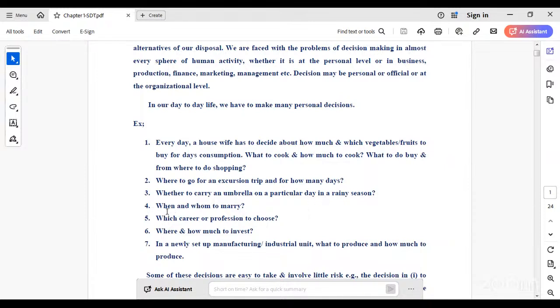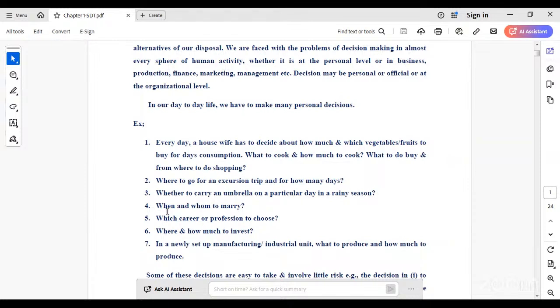Then next, the fourth one is here: when and whom to marry. When and whom to marry. This is also an important decision in a human life, whether he is female or male. When and whom. Okay, at what age do we go for marriage? And suppose a boy is going to marry a girl, he should check the attitude and character of the girl. Whether she is educated or not, and how is her attitude. So all these things will be considered. In the same manner, it is also vice versa.